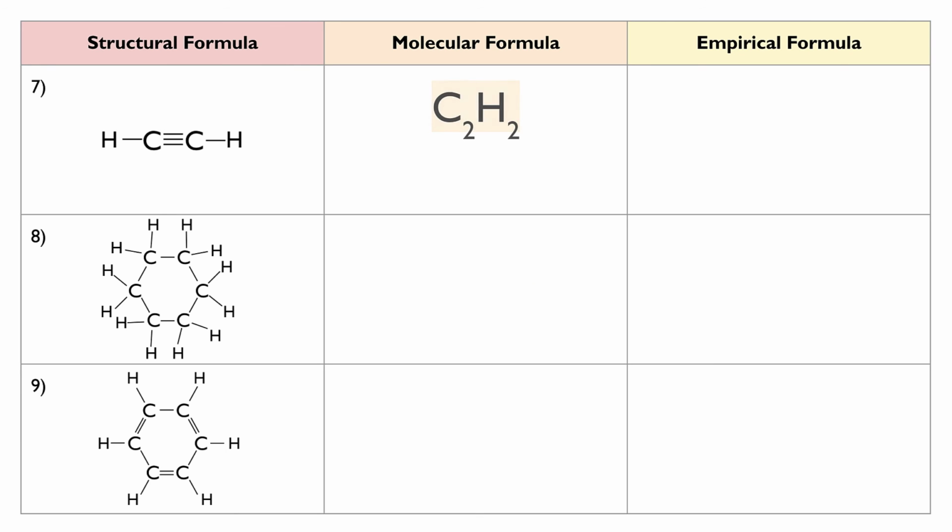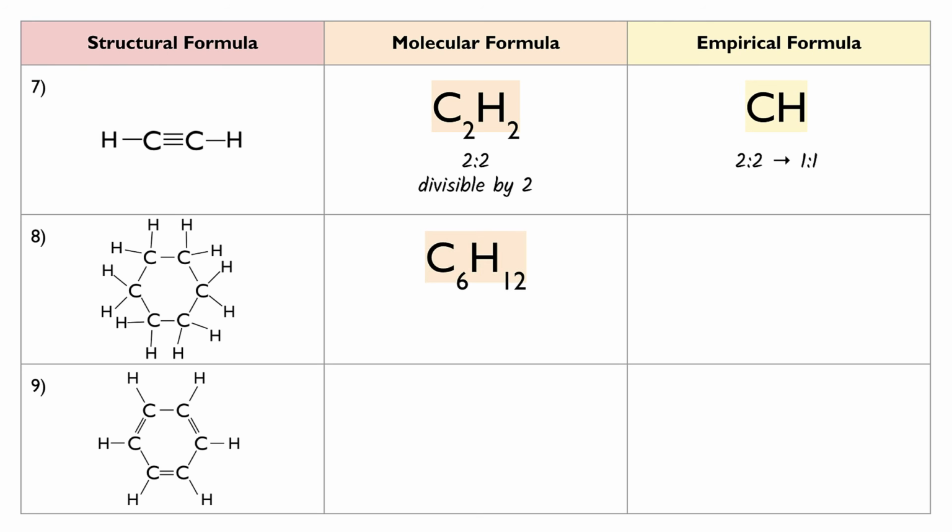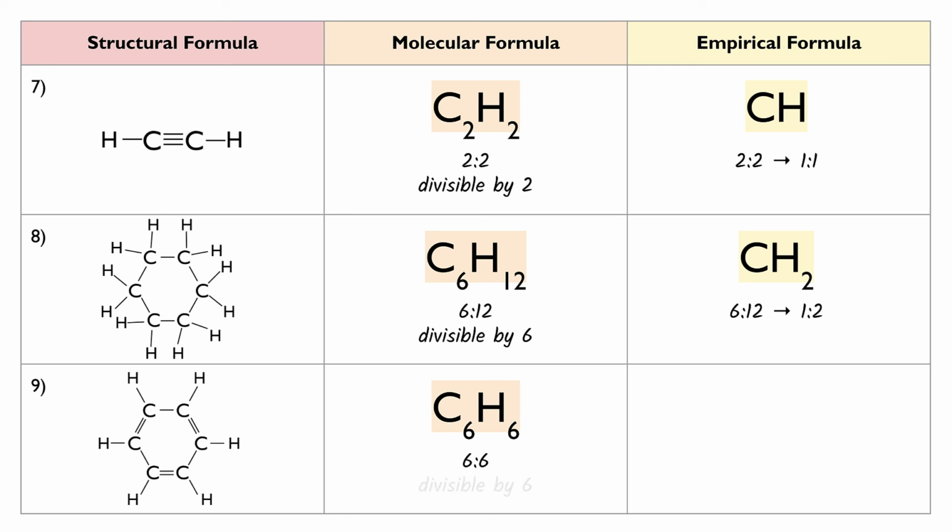Finally, we have number 7, C2H2, a 2 to 2 ratio can simplify to a 1 to 1 ratio, so we end up with an empirical formula of C1H1, or just CH. Number 8, there are 6 carbon atoms and 12 hydrogen atoms, so both 6 and 12 are divisible by 6. We end up with a 1 to 2 ratio. 6 divided by 6 is 1, 12 divided by 6 is 2. So the empirical formula for C6H12 would be CH2. And finally, C6H6, just like a 2 to 2 ratio, this is a 1 to 1 ratio as well, 6 to 6. And I end up with the empirical formula of C1H1, or CH.